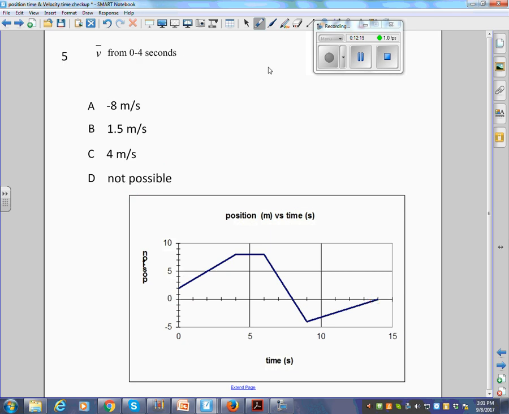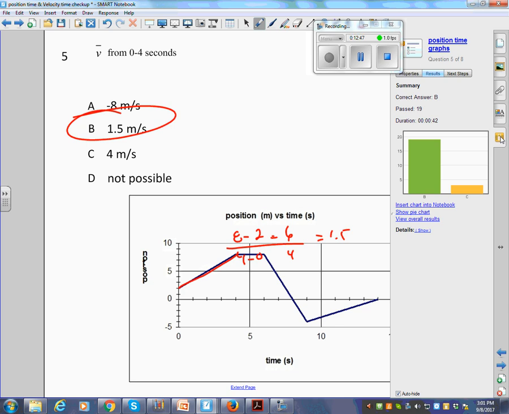V bar from 0 to 4. V bar on a position time graph is the slope. You're finding the slope right there. The slope, remember, is rise over run, so that's going to be 8 minus 2, which is 6. And the run, it's from 0 to 4, so that's 4 minus 0. 6 over 4 should be 1.5, I think. Is the answer B? How did we do? Almost. A couple people got it wrong.